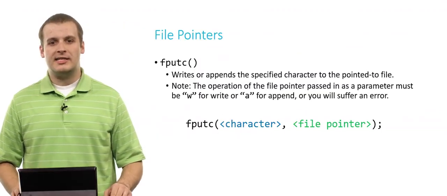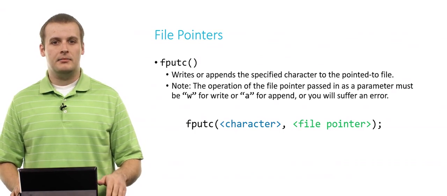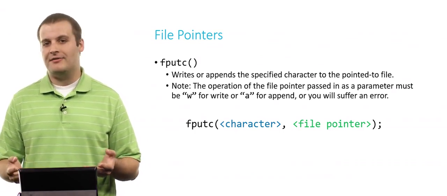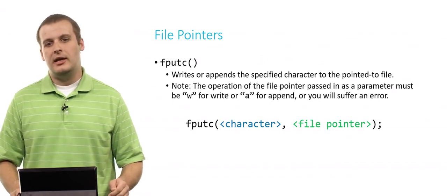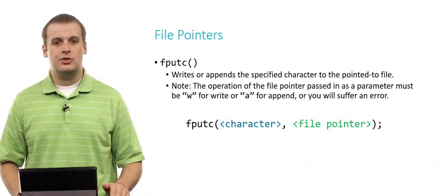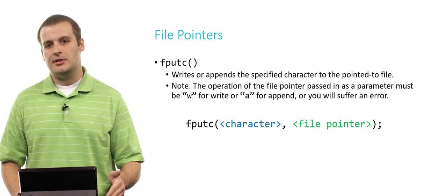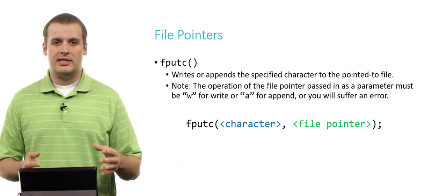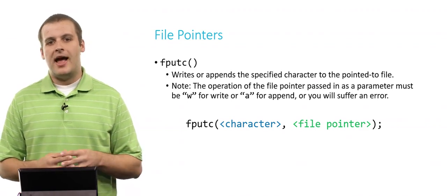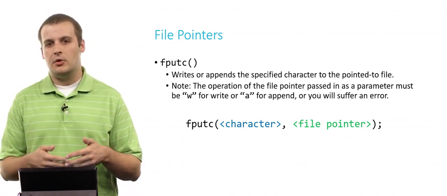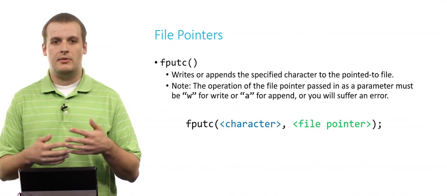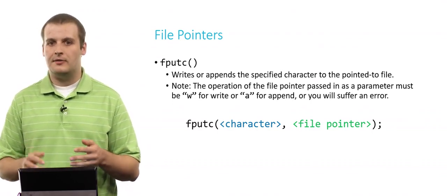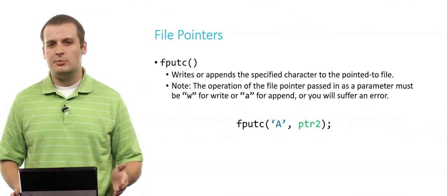All right, so as I said at the beginning, we had fgetc and fputc, and fputc was the companion function of fgetc, and so as you might imagine, it is the writing equivalent. It allows us to write a single character to a file. Again, the caveat being, just like it was with fgetc, the file that we're writing to must have been opened for writing or for appending. If we try and use fputc on a file that we've opened for reading, we're going to suffer a bit of a mistake. But the call is pretty simple.